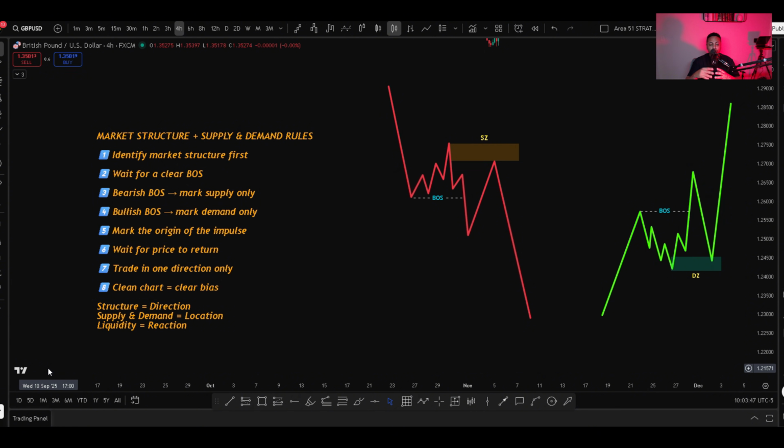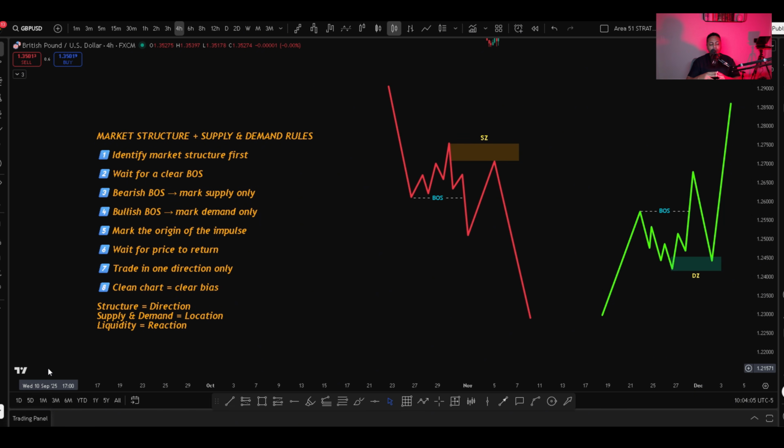This is where institutions enter the market with big sizes. This is where a price was forced to move. And this is why a price reacts so precisely from certain levels and ignores others. If you don't understand the pressure behind a zone, you are just guessing.